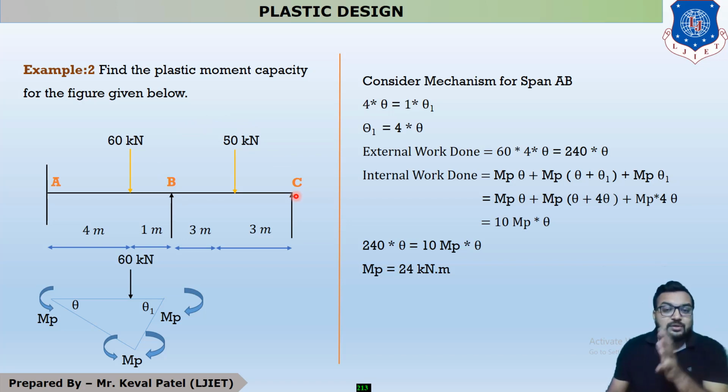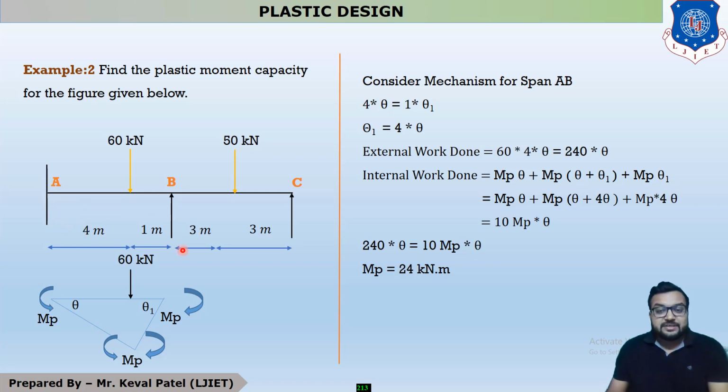Now all the calculations remain the same. First of all we are moving further to the calculation of span AB. You can see that on span AB there is a 60 kilonewton load acting at a distance of 4 meter from the left support, and for span BC the 50 kilonewton load is acting exactly at the center, 3 meter from the left side and 3 meter from the right side.